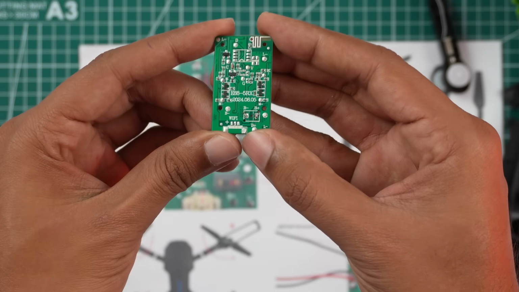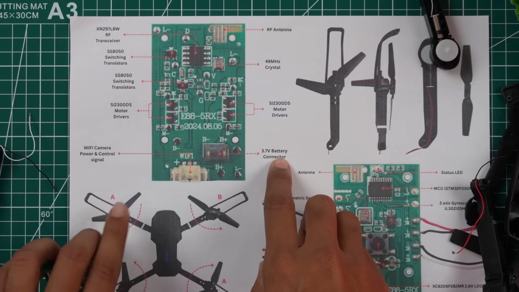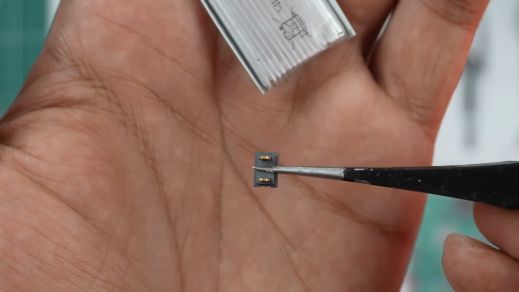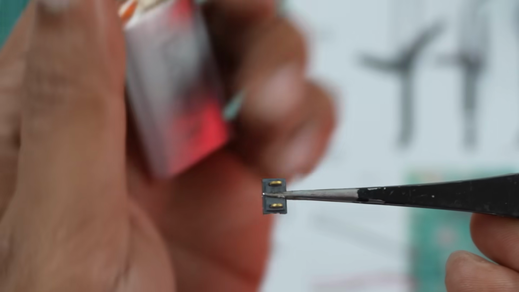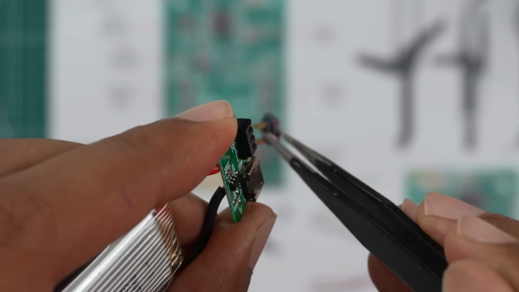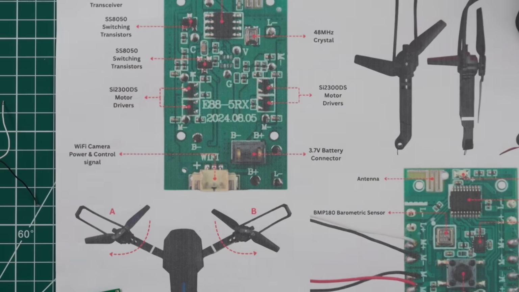So apart from the motor drivers, you can also see there is a 3.7 volt battery slider. This is the vertical mount slider, which I have desoldered from the board, and it slides in well with our battery holder circuit, which I showed earlier. So this board is fixed, and when we slide in our battery, these two make contact.